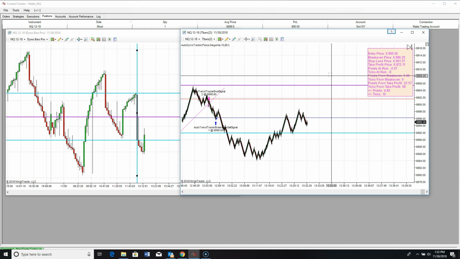Again, it's all subjective, really. Everyone gets in their own groove, what they like, right? That's what it's about. I think the key thing is understanding how the DynoBars prints, and for the type of instrument you like to trade, to kind of get the feel of the market, if you will.